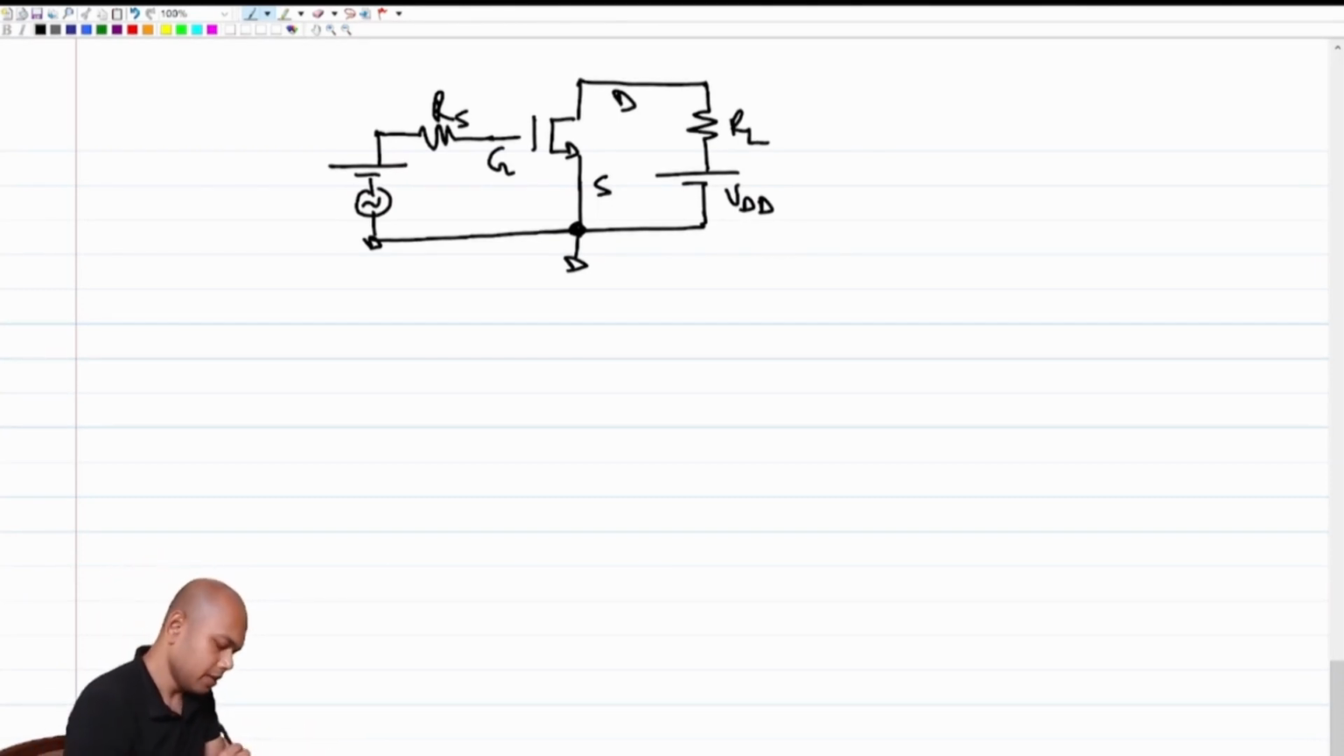Okay, so this is the standard common source amplifier topology that we started off with even before we knew that this was a common source amplifier. So what should we do? First step is to find out the Q points. Let me mark this as Q point analysis.